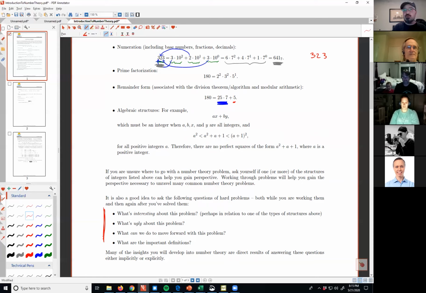What's interesting or useful? Sometimes I say useful, something with utility. What's ugly about this problem, or what is the obstacle? And what can we do to move forward? That's very often the decisive question. Is there something we can do? Yes, do that thing. It happens. And then what are the important definitions?